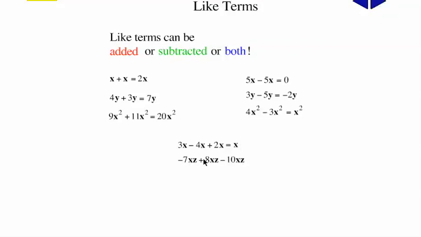Minus 7xz plus 8xz, which is 1. Take away 10xz. 1 take away 10 is minus 9. So minus 9xz. Here we have 2x squared plus 3x squared. Take away 5x squared, which gives us 0x squared, which is just 0.